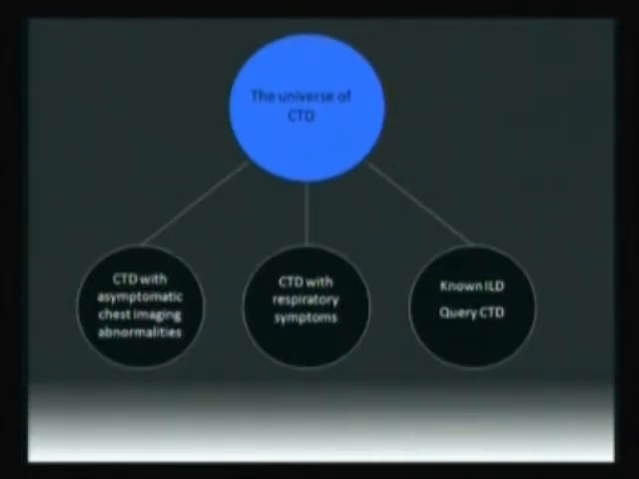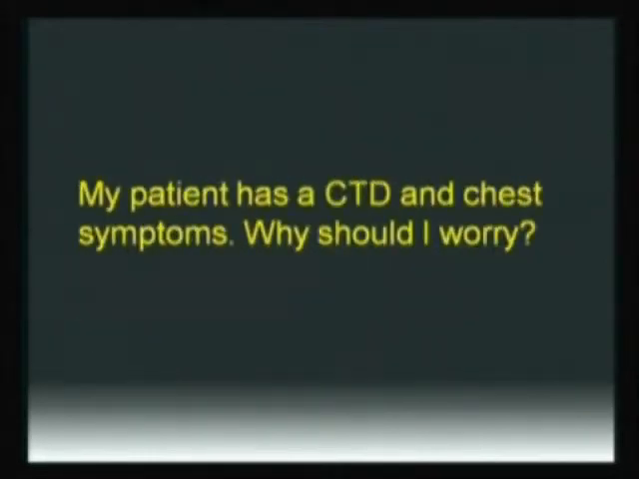So the spectrum of connective tissue disease and ILD is very wide, and it goes from rheumatologists just taking high resolution CT scans in patients with established connective tissue disease, to pulmonologists dealing with patients with non-ILD, and they ask themselves, does this patient have connective tissue disease? So how do we deal with these dilemmas? I try to put some questions that, to me, as a pulmonologist, are critical. So my patient has a connective tissue disease and chest symptoms. Why should I worry about that?